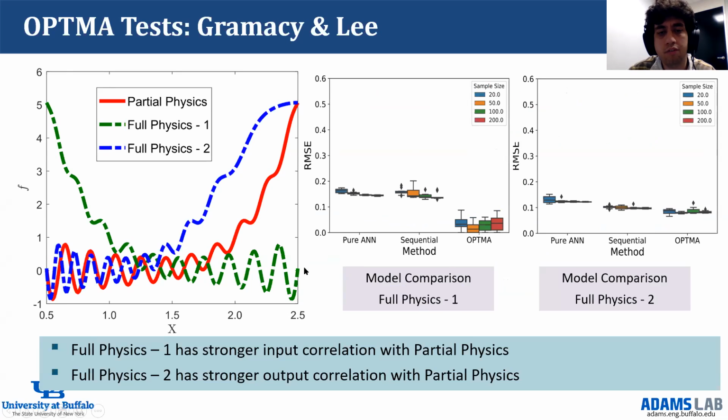The results show that with the green one, the first one, Optima is performing much better than the other methods, which are pure data-driven and sequential, where we use the output of the partial physics as an extra feature. With the second one, the blue one, the performance of Optima becomes worse and the other methods become better. So it shows that there is a space for Optima to be used, and that is where the input correlation is strong, while the output correlation might not be so strong.